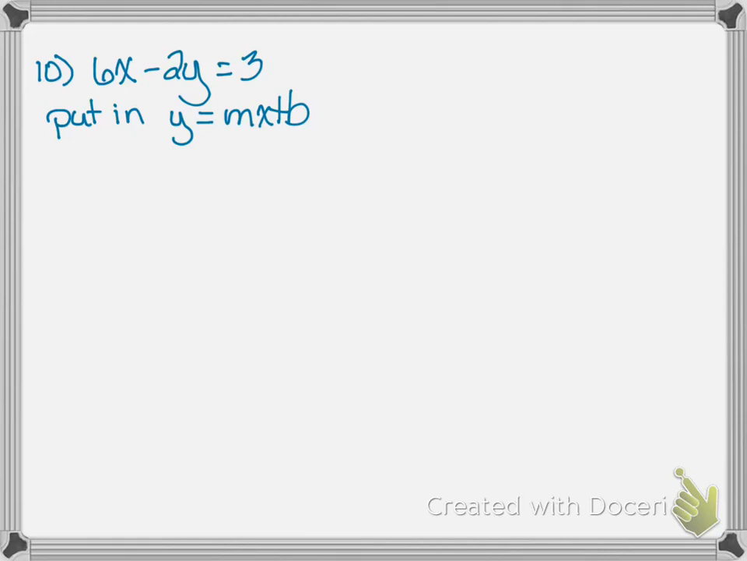Okay, for number 10, it says, put the equation 6x minus 2y equals 3 into slope-intercept form, then identify the slope and the y-intercept. So we have got to solve for y. That's what we are doing.